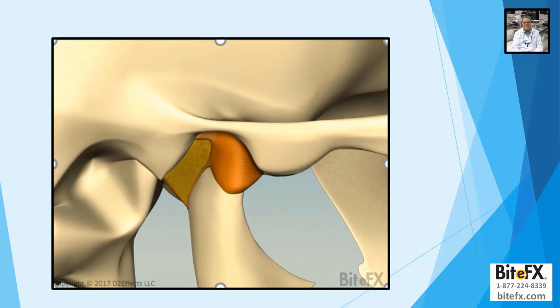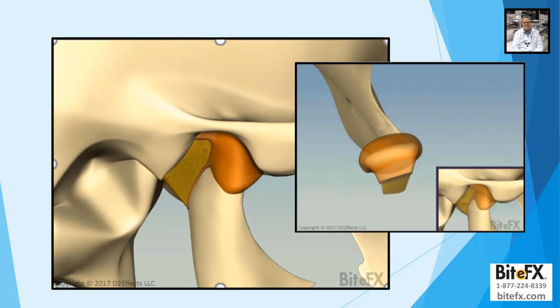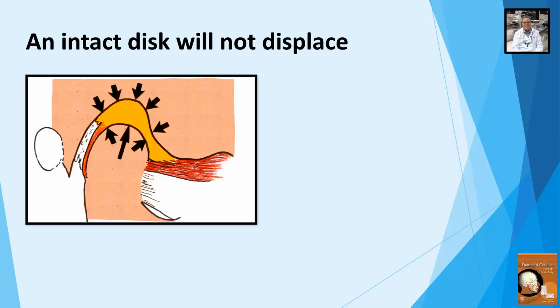Often when we show the disc, we do a cross-sectional view, but I wanted you to see what it really looks like from a three-dimensional standpoint. We have our disc, we have our retrodiscal tissue, and our posterior ligament. Think of this as your visualization, not a cross-sectional view. An intact disc will not displace or get out of alignment. I'm introducing this thought to you now because this becomes more important in dysfunction.